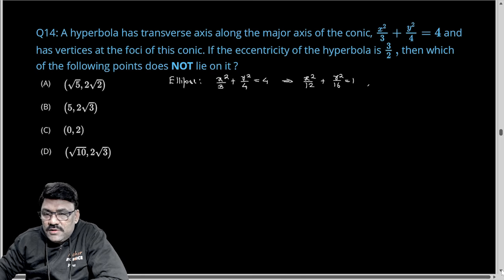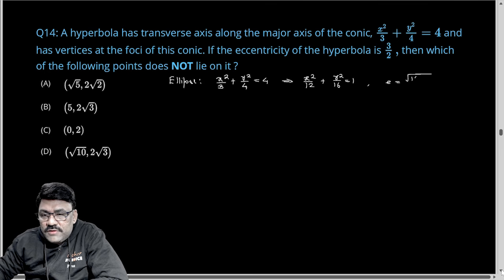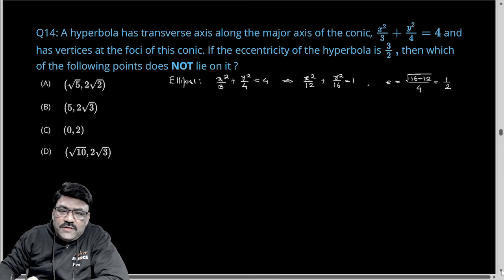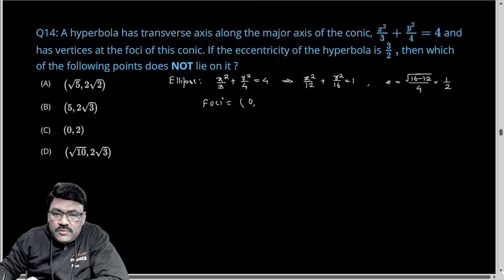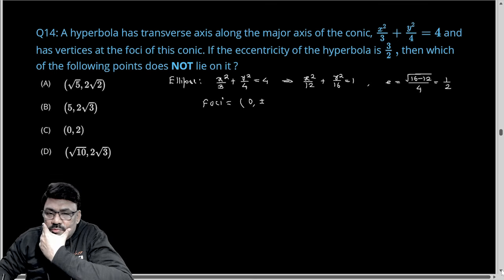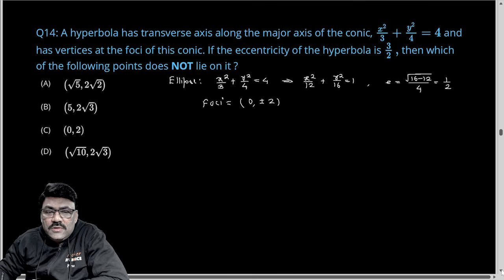Now what will be its eccentricity? Its eccentricity will be under root b square, which is 16, minus a square, which is 12, over b, which is 4. So under root 4 by 4, which is half. If I find the foci of this ellipse, the foci will be 0, comma, plus minus BE. B is 4. So BE is 4 multiplied by half, 0, comma, plus minus 2. So this is the foci of the ellipse.